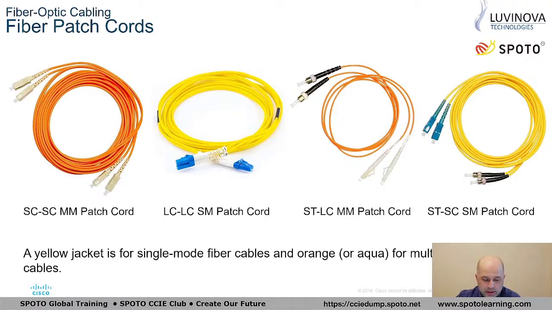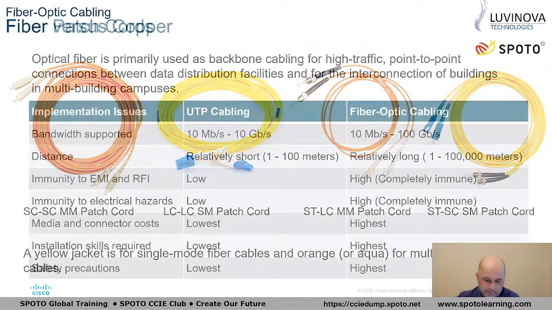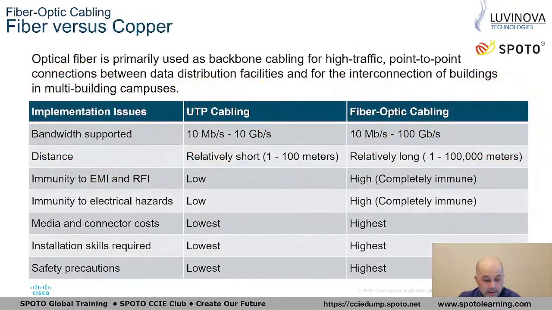A fiber patch cord looks exactly like that. So you have an SC, MM patch cord, an LC, SM patch cord, an ST-LC. So you see here in this cable, you have two different types of connectors, two different types of patch cord, or you have here an ST to SC patch cord connectors.